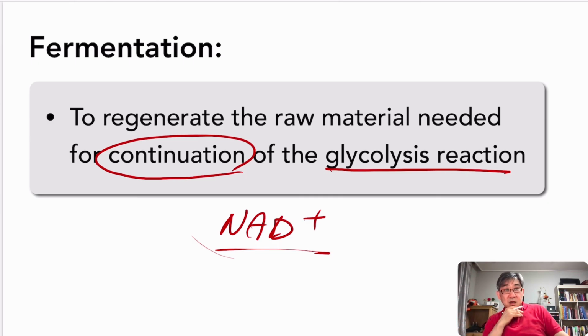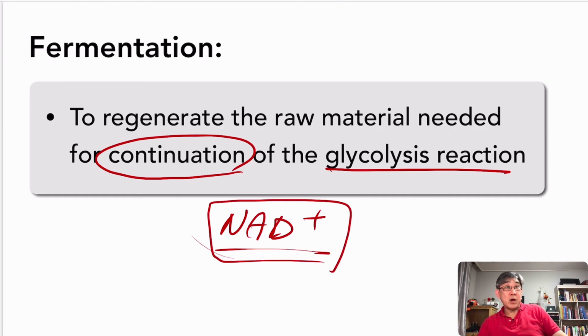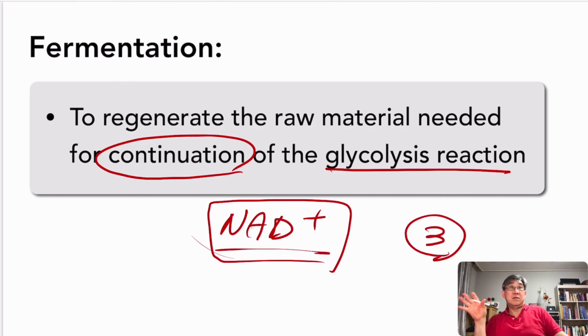Under the aerobic condition, you have plenty of supply of this NAD plus, where at the end of the electron transport chain, the third stage, all this NADH being produced during the Krebs cycle will be happily oxidized into NAD, and then can be refunneled into the first stage of this reaction, the glycolysis.